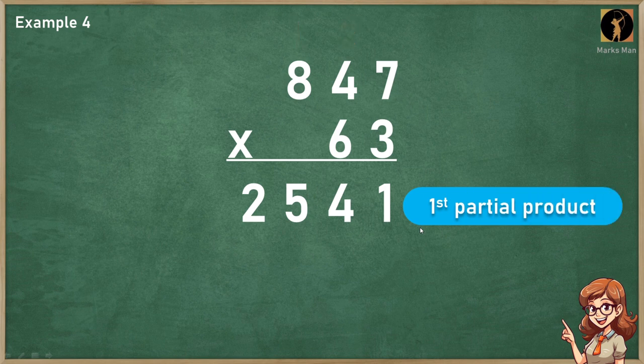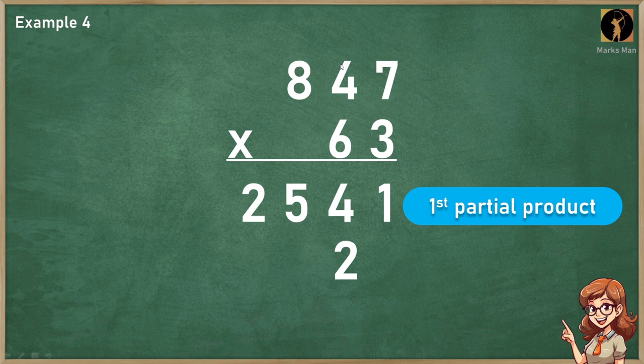This is not our final answer, since we still need to multiply the tens place of the multiplier, which is 6, to each digit in the multiplicand, starting from 7. So 7 times 6, that is 42. But 42 is a two-digit number, so you need to regroup it. But the question is, where should you put the number 2? Should you put the number 2 below 1, below 4, below 5, or below 2? Since the number 6 is in the tens column, you should write the number 2 below the tens column, which is below the number 4.